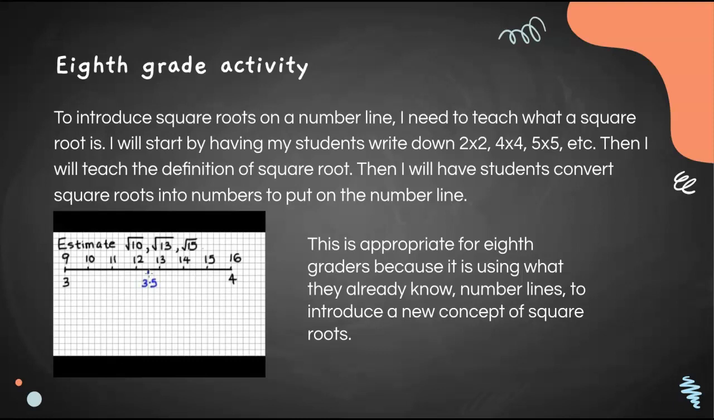I will start by having my students write down 2 times 2, 4 times 4, 7 times 7, 8 times 8, etc. And then I will teach the definition of a square root. Then I will have students convert square roots into numbers to put on the number line. This is appropriate for eighth grade because it is using what they already know, number lines, to introduce a new concept of square roots.